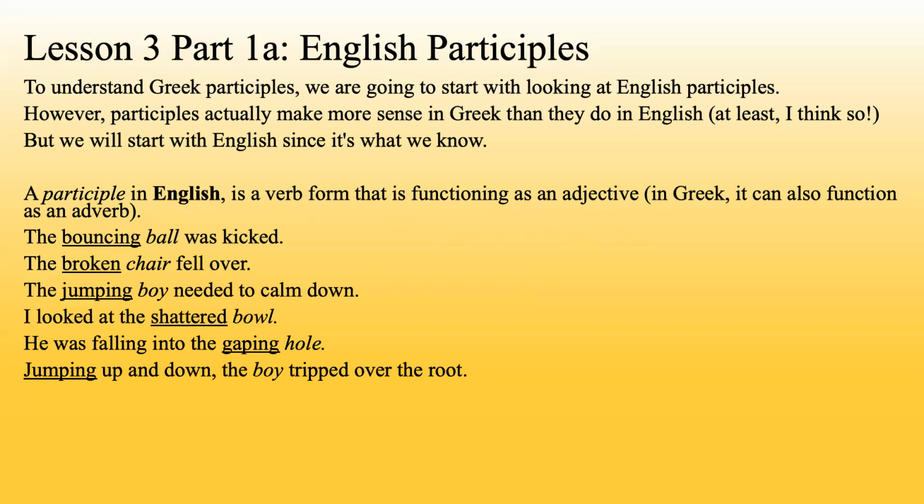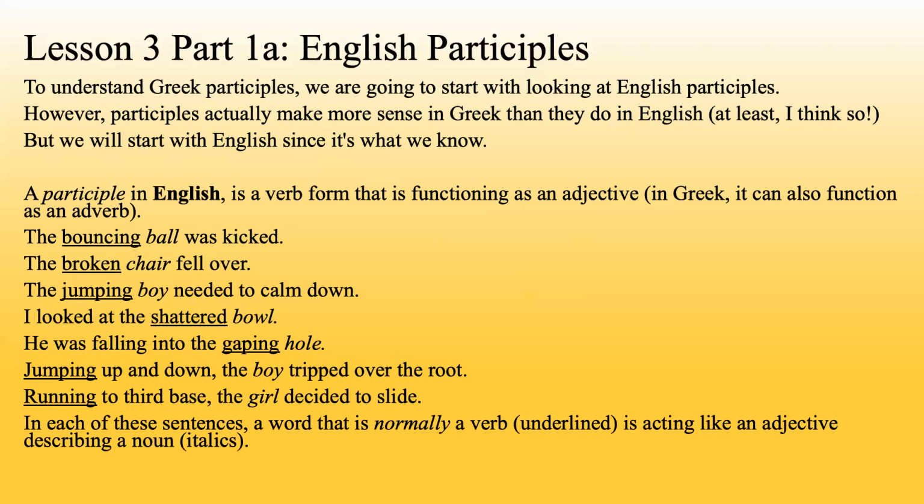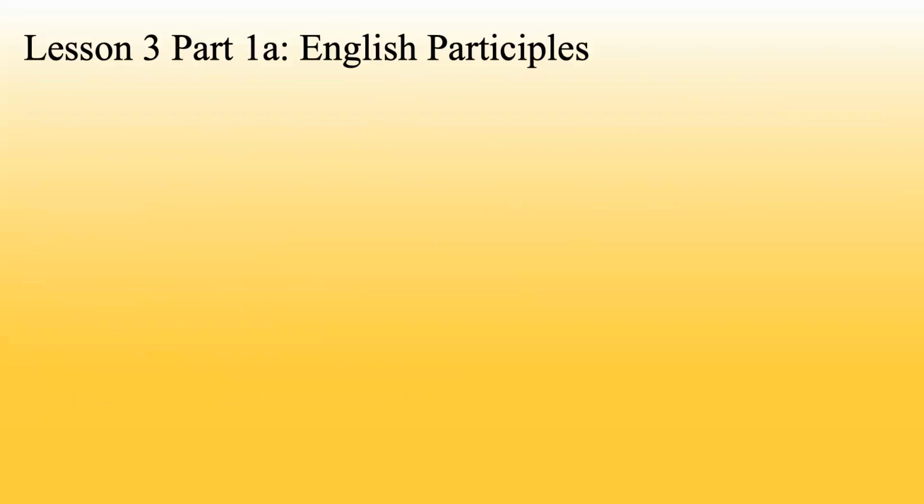Jumping up and down, the boy tripped over the root. Now that one's a little bit different. It almost feels like an adverb. And in Greek, this actually would be an adverbial phrase probably, but it's describing boy. That's just the way that it works in English. If you've got one at the beginning of a sentence like that, that looks like it could be describing the whole sentence maybe, or telling when, it actually is describing the subject. Running to third base, the girl decided to slide. In each of these sentences, the word that is normally a verb, the one that's underlined, is acting like an adjective describing a noun, which is in italics.